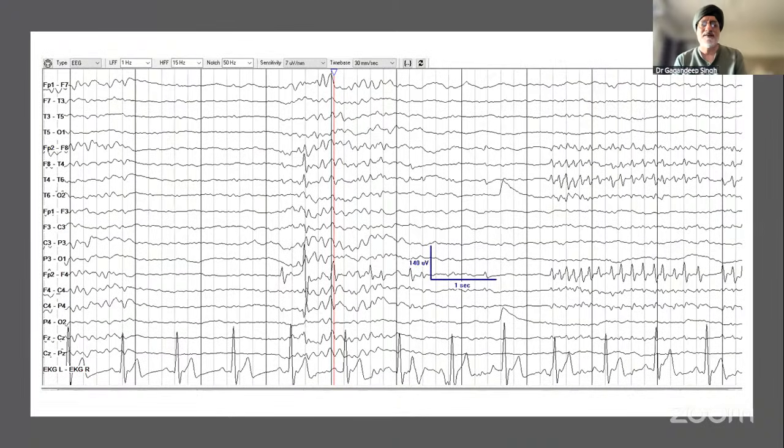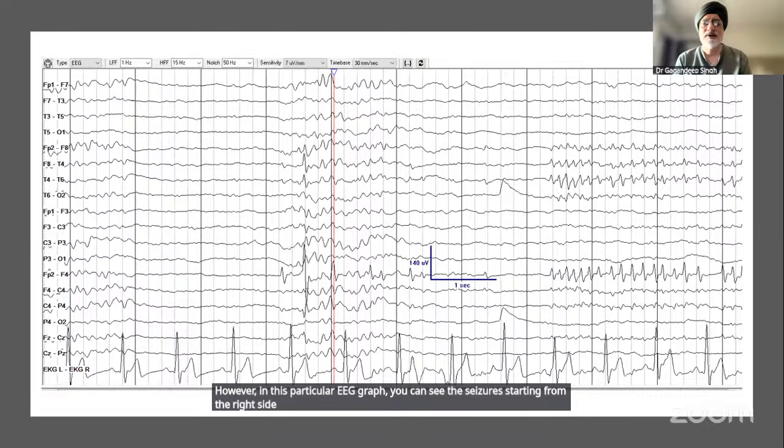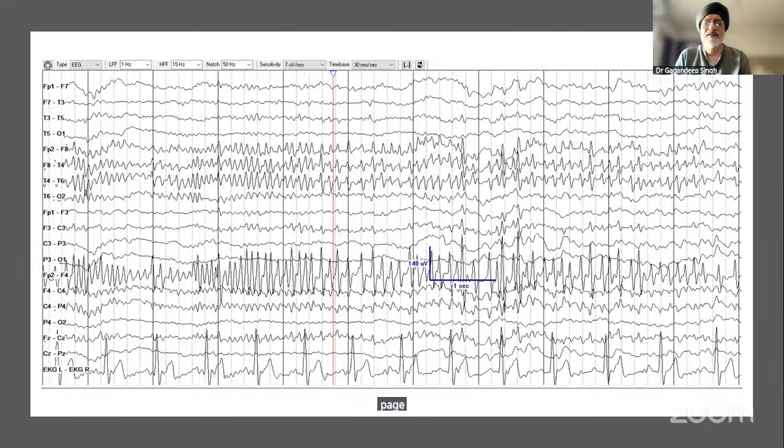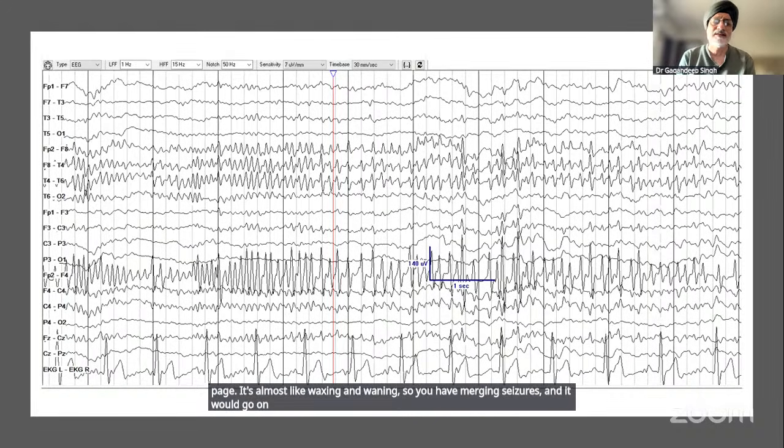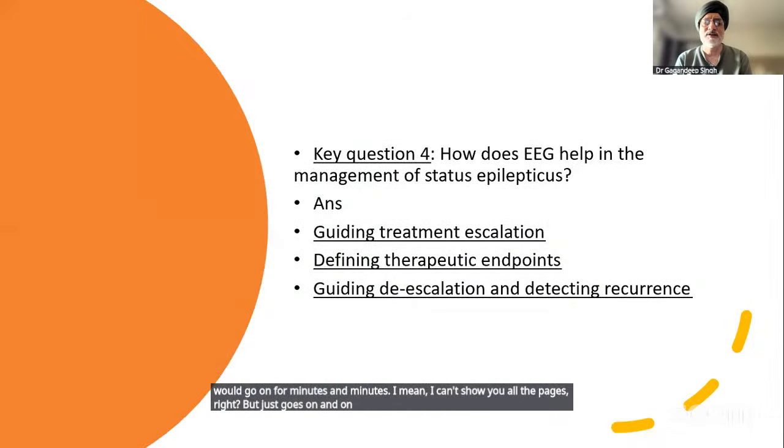However, in this particular EEG, you can see the seizure starting from the right side. Next page. It's almost like waxing and waning. So you have merging seizures, and it would go on for minutes and minutes. I can't show you all the pages, but it just goes on and on. Please, next slide, Asmita. So you can actually discern these stages.